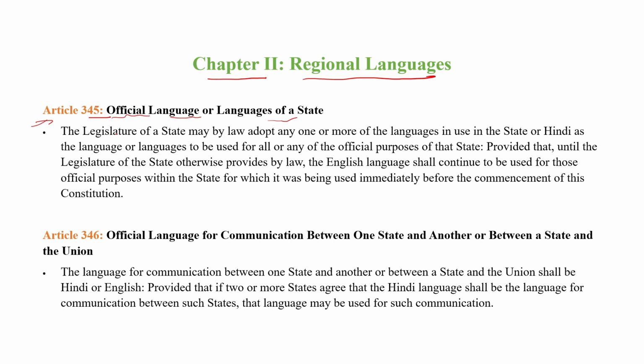According to Article 345, the legislature of a state may by law adopt any one or more of the languages in use in the state, or Hindi, as the language to be used for all or any of the official purposes of the state. So what will be the official language for the state? A state can adopt any one or more than one language from Schedule 8 of the Indian Constitution. Apart from this, a state can also adopt Hindi for its official purposes.